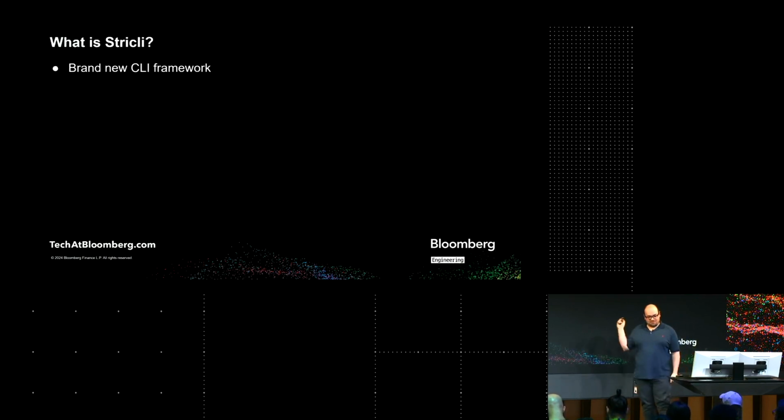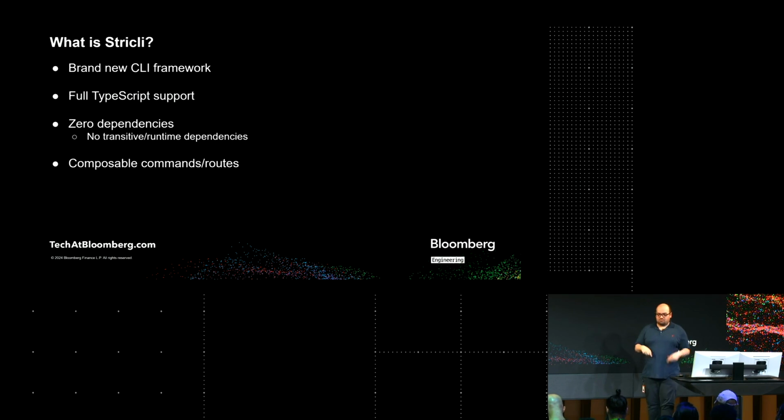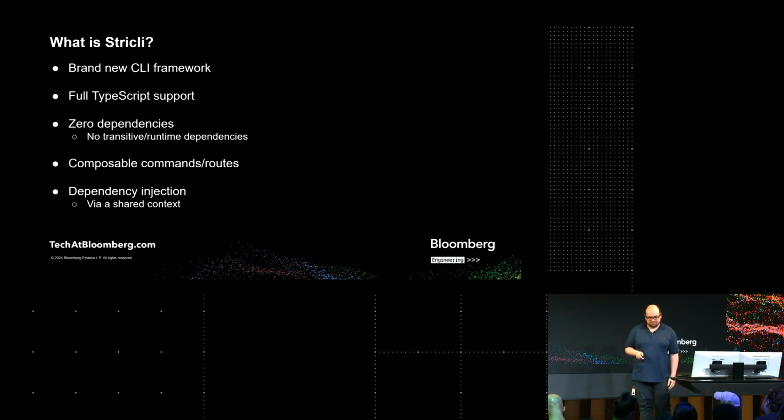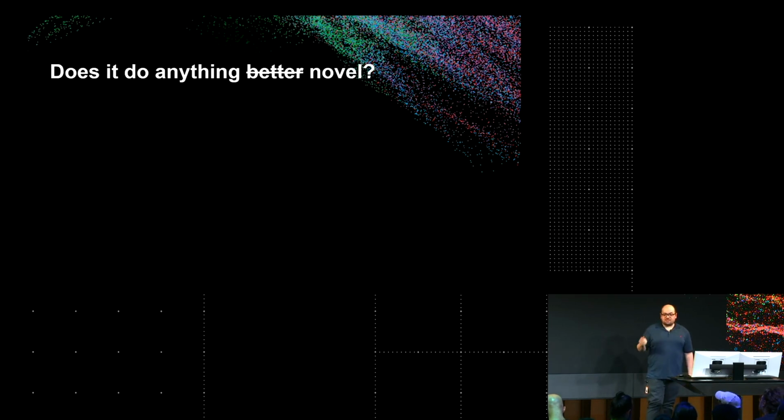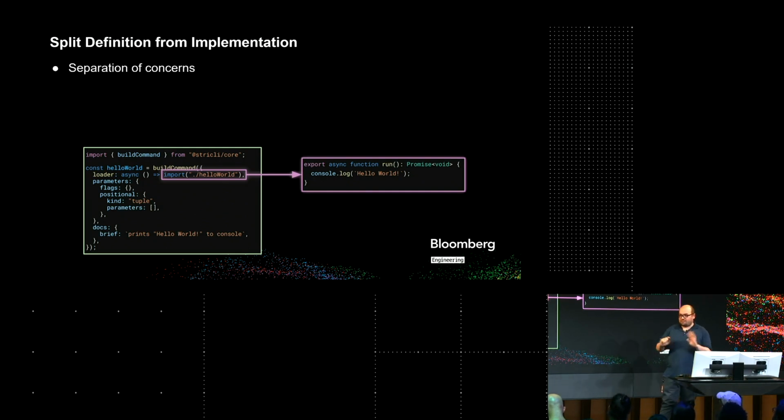So what is Stricli? It's a new CLI framework. It's got full TypeScript support, no dependencies at runtime, just Stricli. You can build your application with composable commands and routes however you want. And there's also some dependency injection in there, the shared context. So does it do anything different or novel compared to what other applications are doing? So yes. One thing that's really nice is it splits the definition of the command from the implementation of the command. It's a separation of concerns.